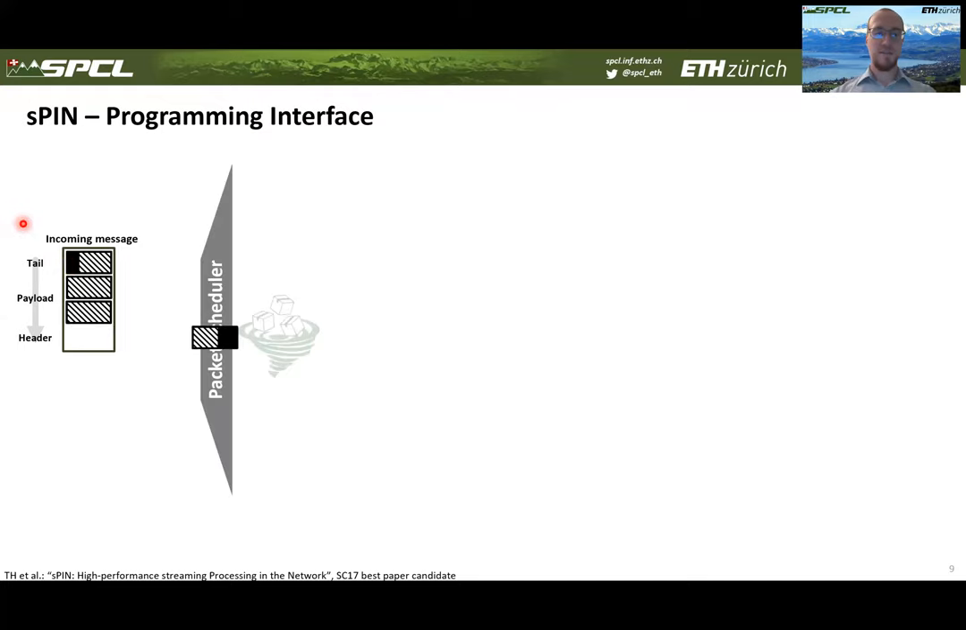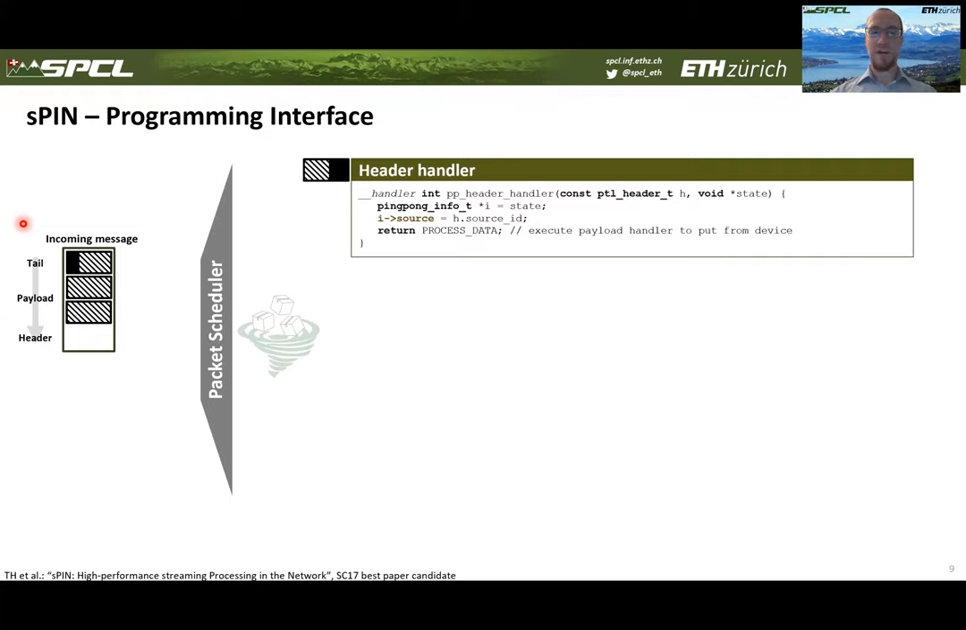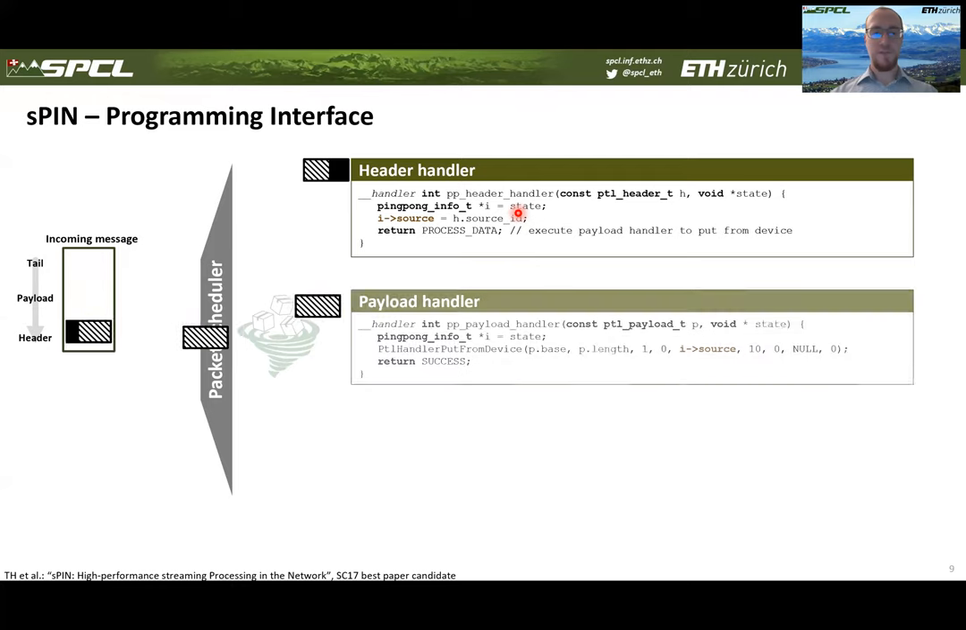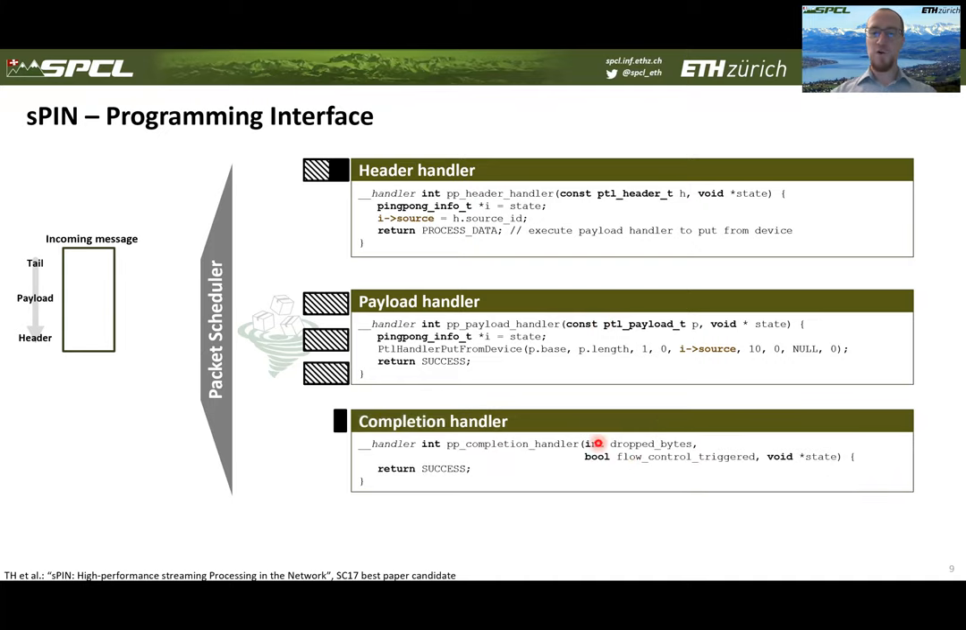The header packet goes through the packet scheduler, and the header handler, a specialized piece of code that the programmer uploads, like the C code here, is executed on that header packet. Then all of the payload packets are executed in the spin unit with a payload handler. Here, it's very important to understand that these payload packets are not bound by any order, so they can be processed fully in parallel, like we've seen in the previous animation. And then at the end, after all packets have been processed, we invoke a user-defined completion handler.